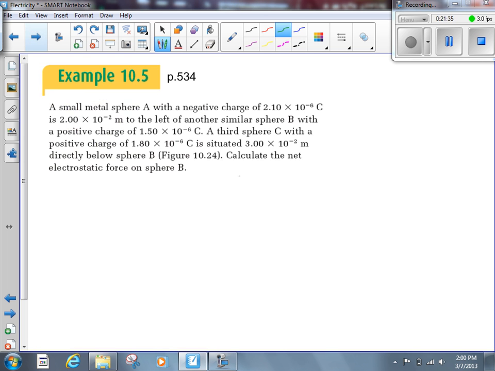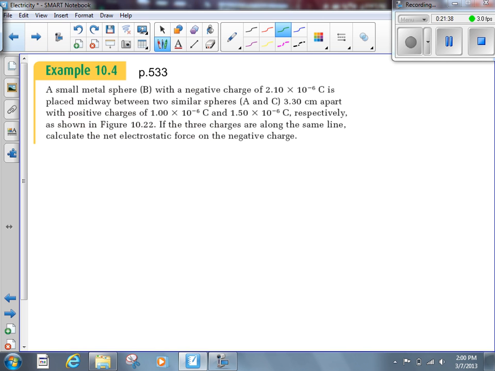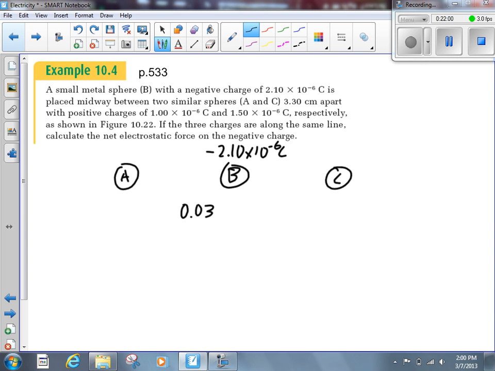Okay, I want to do a real problem here involving this type of thing. We have 3 charges here. Charge B has a value of negative 2.10 times 10 to the minus 6 coulombs. It's placed midway between 2 similar spheres, sphere A and sphere C. The distance between A and C is 0.0330 meters. The value of sphere A is positive 1.00 times 10 to the minus 6, and the value of sphere C is positive 1.50 times 10 to the minus 6.